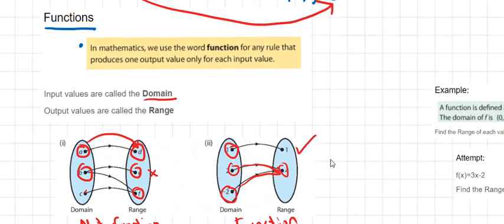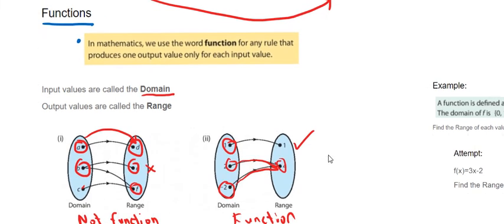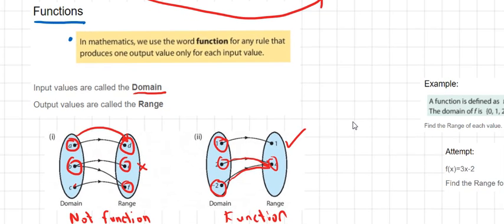So that's basically what a function is. If there's only one output for every input, then it is a function.